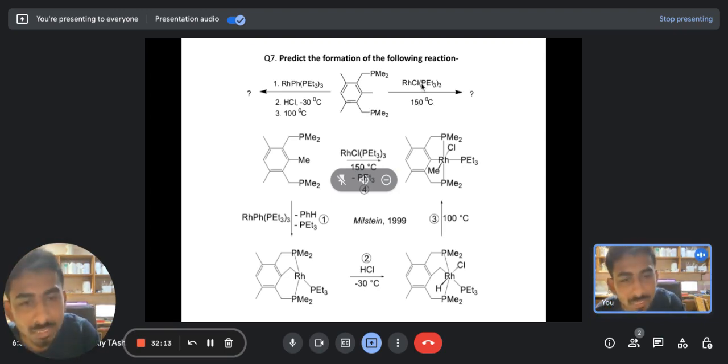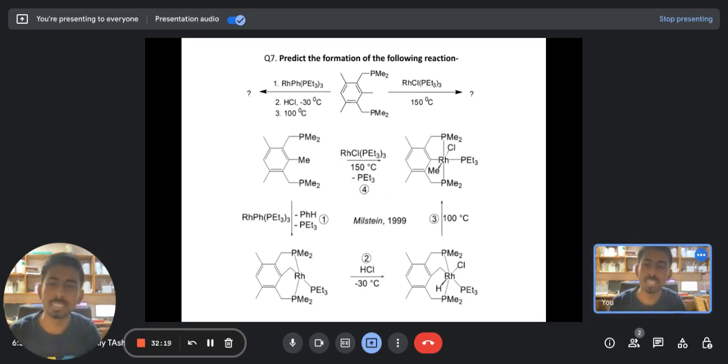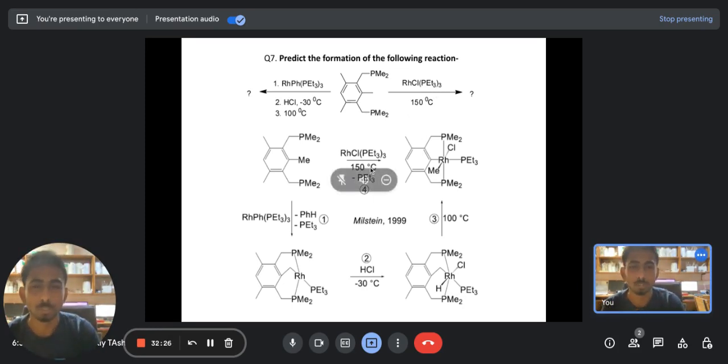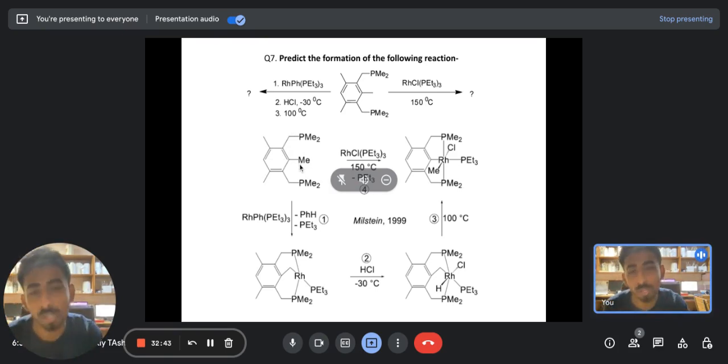Now, this is a classic analog of Wilkinson's catalyst, because Wilkinson's catalyst, you all know, is RhCl(PPh3)3. This is nothing but RhCl(PEt3)3 at a higher temperature. So what happens here when RhCl(PEt3)3 is given at a comparatively higher temperature? This C-C bond gets activated. Your question will be, why this C-C bond? There are several C-C bonds here. Why not these C-C bonds, but only this C-C bond got activated?